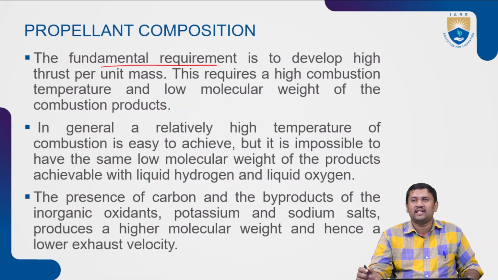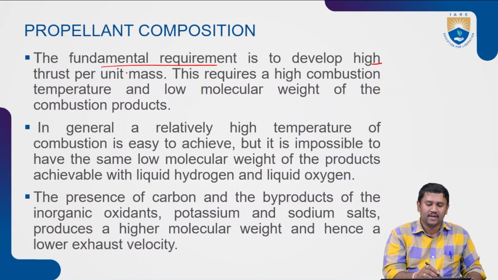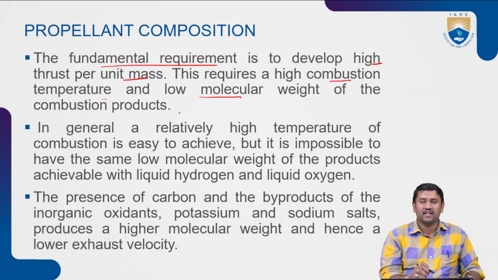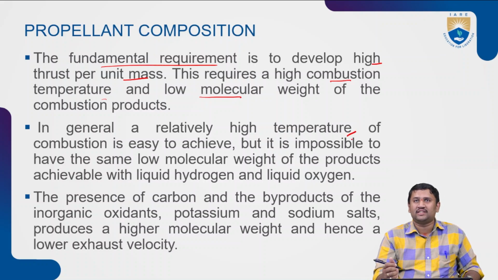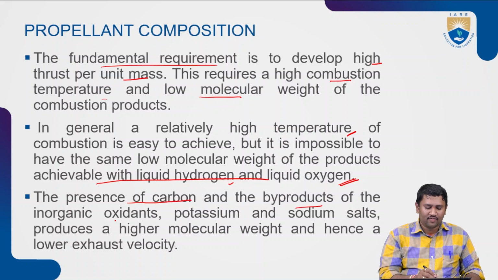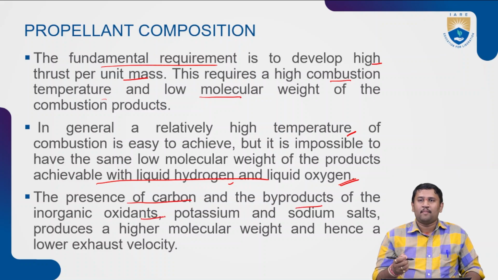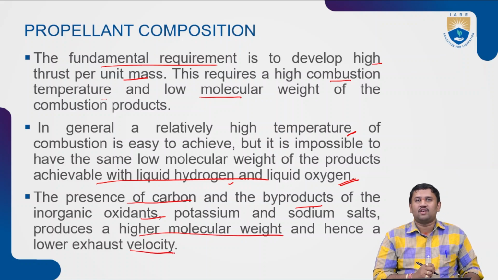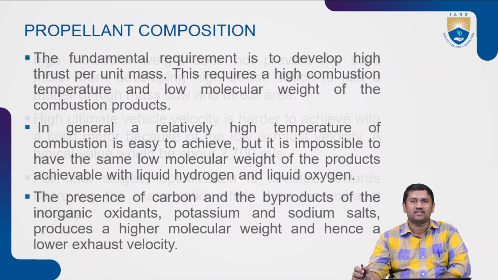The fundamental requirement is to develop the highest thrust per unit mass, right? And this requires a high combustion temperature and a low molecular weight of the combustion products. In general, a relatively high temperature of combustion is easy to achieve, but the same low molecular weight of the products is achievable with liquid hydrogen as well as liquid oxygen as propellant, and the presence of carbon and byproducts of inorganic oxidants, potassium and sodium salts, produces a higher molecular weight, hence a lower exhaust velocity for solid rocket propellant motors.